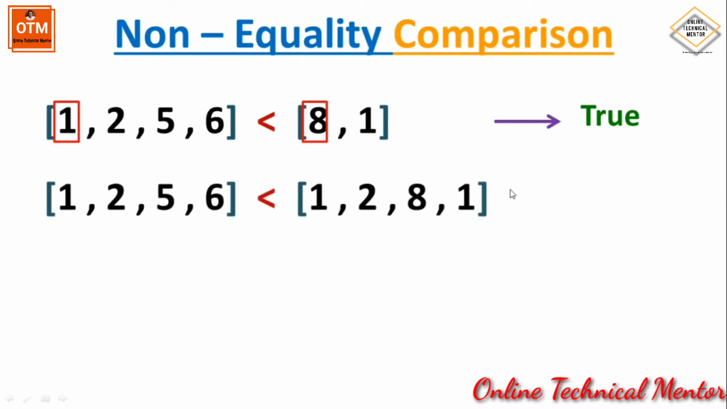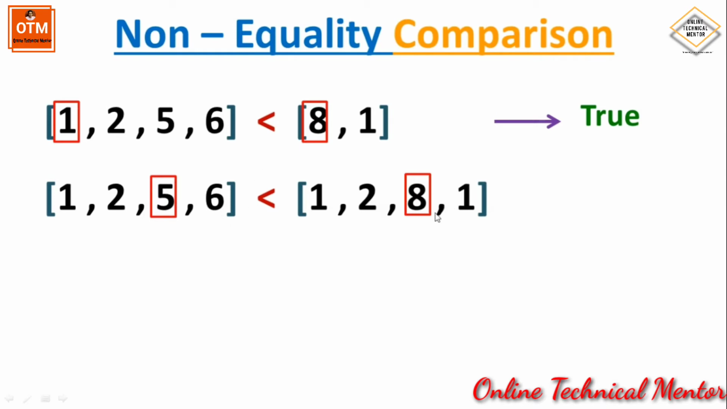Now, let us take another example. Suppose the first list contains 1, 2, 5, 6 and the second list contains 1, 2, 8, 1. Look, the first elements of both lists are identical or equal. So it will move on to the next element, 2. The second element of this list is also 2. So the control will move to the next element. Look, 5 and here is 8. So 5 and 8 are not equal.